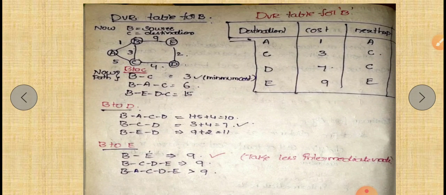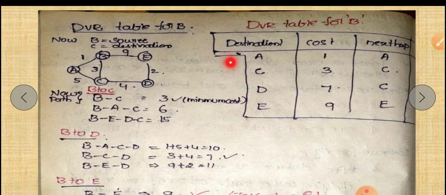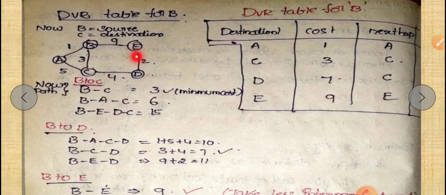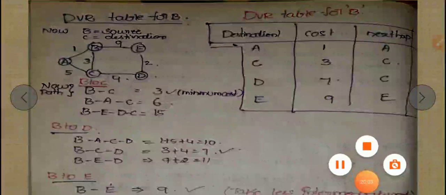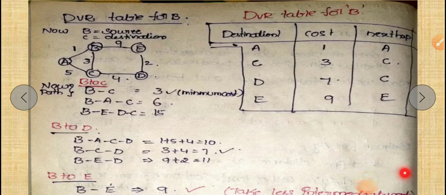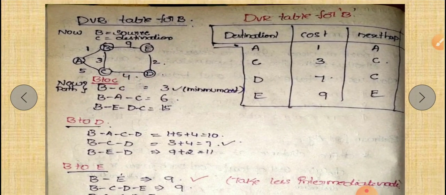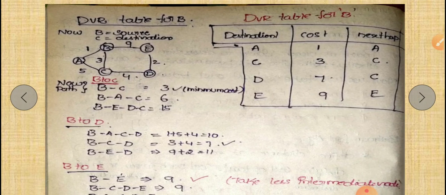A was completed. We'll go for the next node C, B to C. What is the cost? 3. One more path, B to A to C: what is the cost? 6. And one more path is B to E, E to D, and D to C. This is another route, having 15. So the minimum cost is 3. C is the destination, the minimum cost is 3, and the next hop is C, because there is no intermediate node over here.